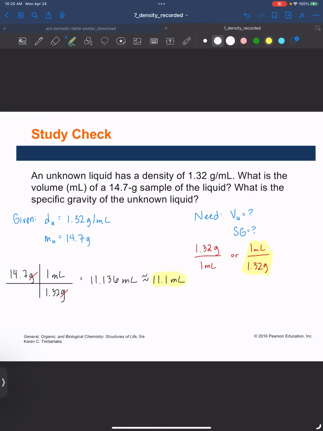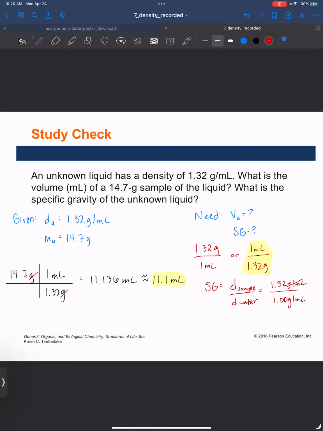I'm also asked for specific gravity. So I'm going to write the formula. Specific gravity is equal to the density of the sample, in this case the unknown liquid, over the density of water. And we will always assume that the density of water is equal to 1.0 grams per milliliter. And in this case, the density of the sample is 1.32 grams per milliliter.